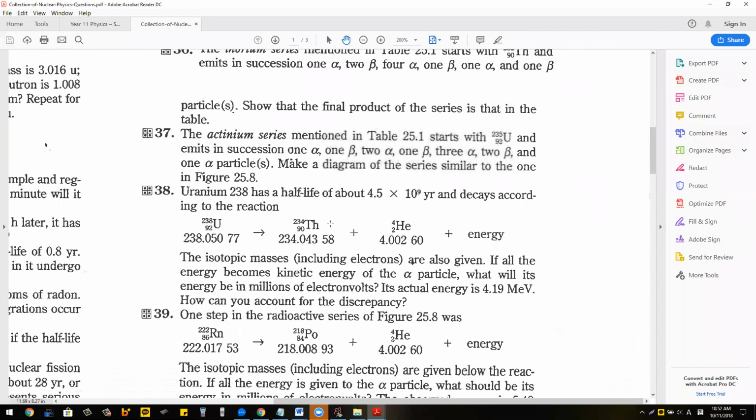Okay. So this one's a half-life of 4.5 billion years to decay according to this equation here. Uranium decaying into thorium and helium with a bit of energy there. The isotopic masses are also given here, all in U. If all of the energy becomes the kinetic energy of the alpha particle, what will be its energy in millions of electron volts? Its actual energy is 4.19. How can you account for the discrepancy?